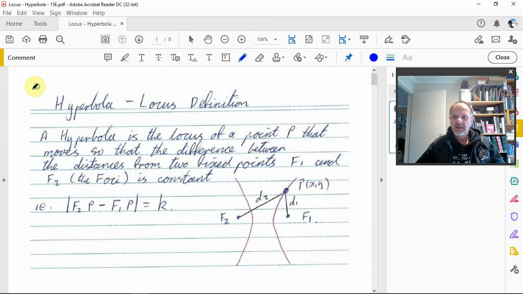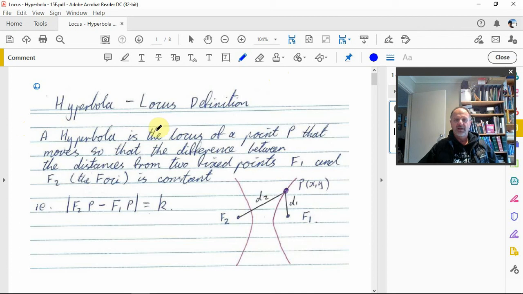All right, here we are back again. This is hyperbola, the locus definition. So I think this is the last of the locus stuff. I'm going to move on to some other types of equations next lesson. So, hyperbola.